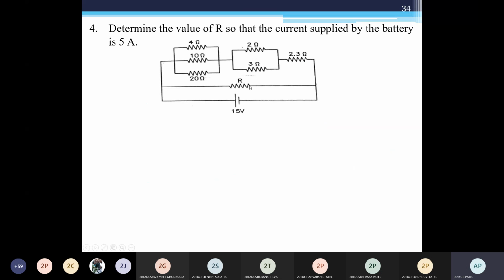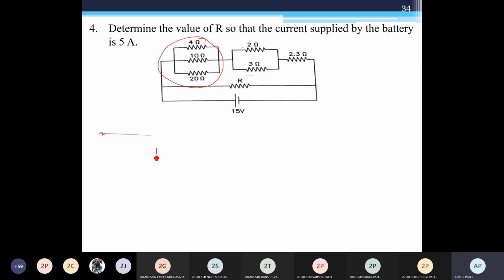Now we are moving to the example. Determine the value of R so that the current supplied by the battery is 5 ampere. Here a number of resistors are connected in series and parallel form. One unknown resistor is connected and it is supplied by 15 volt. Here we need to find this unknown resistor R. So what will we do in the first step? First, solve these parallel connections.